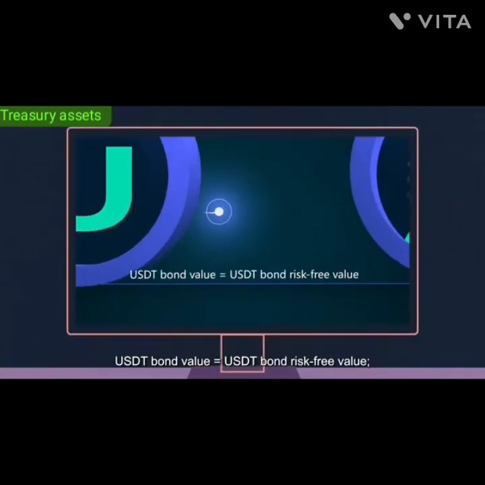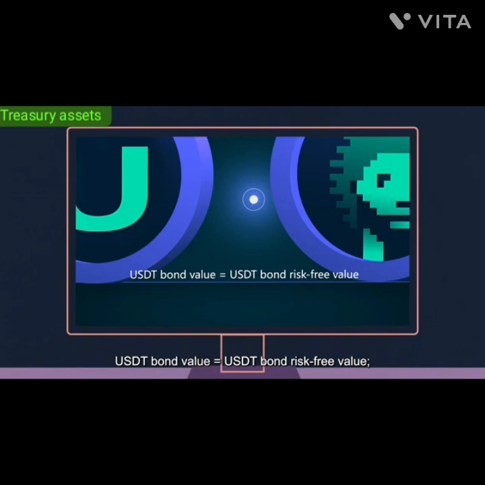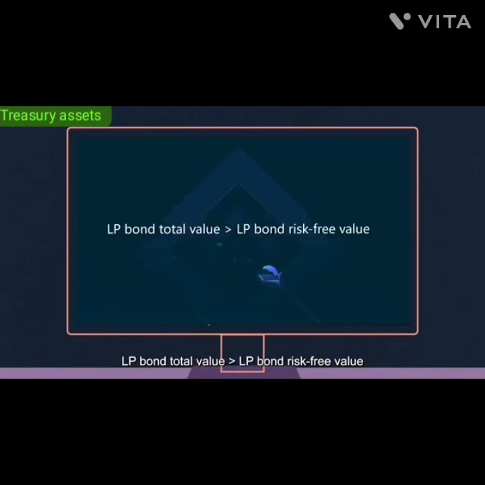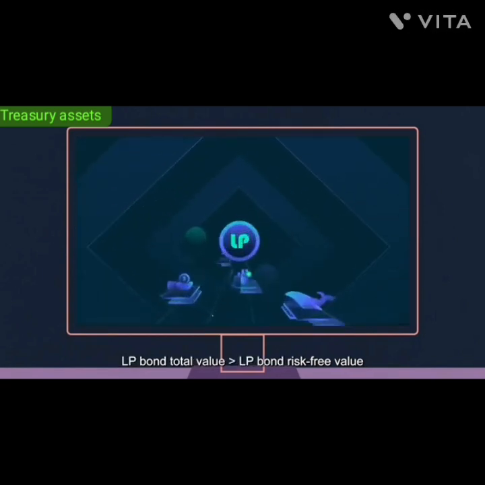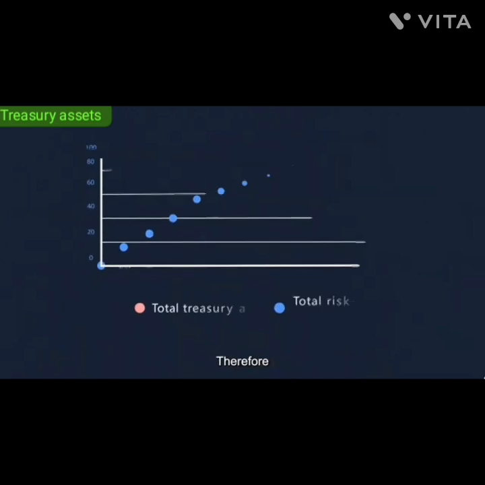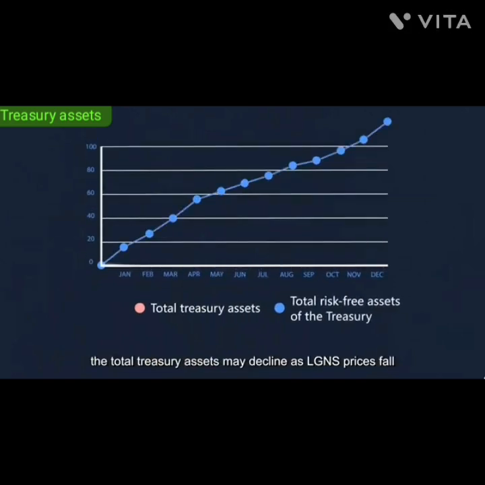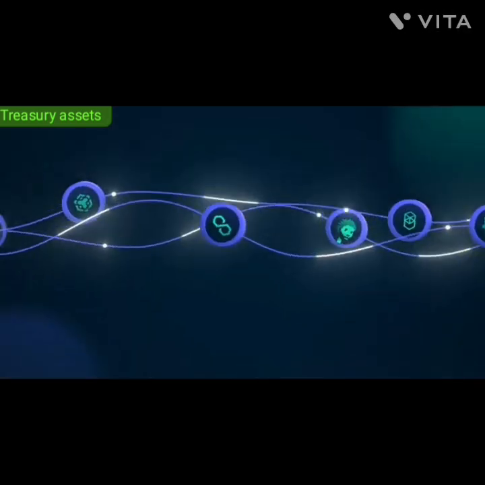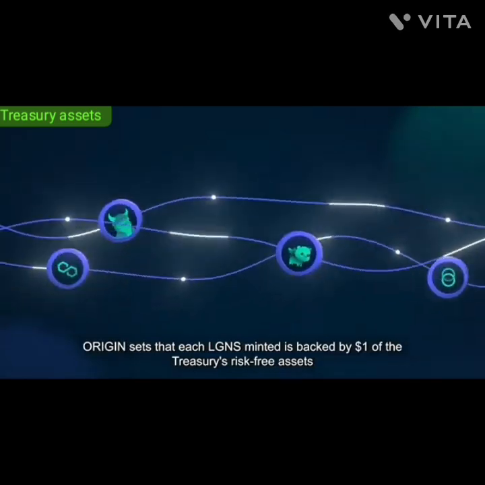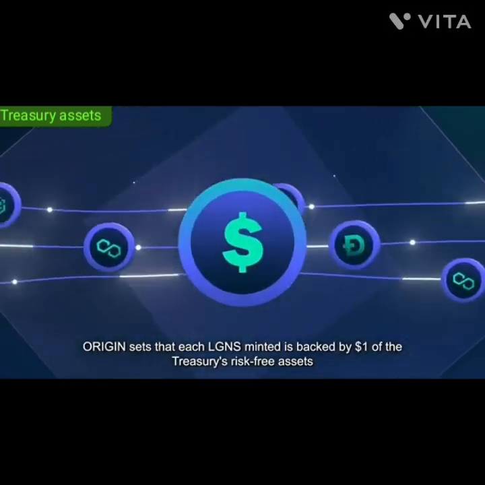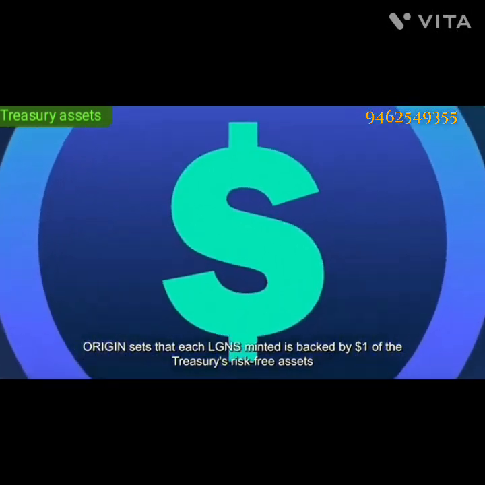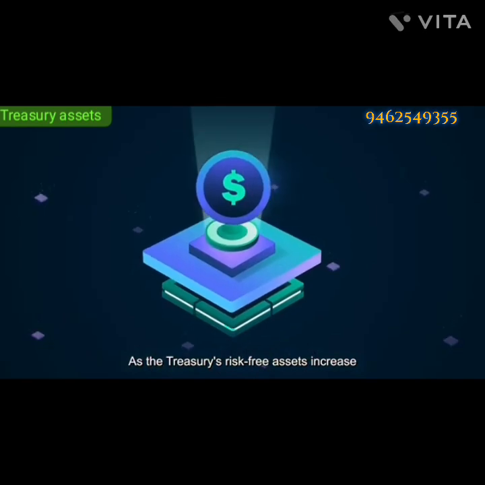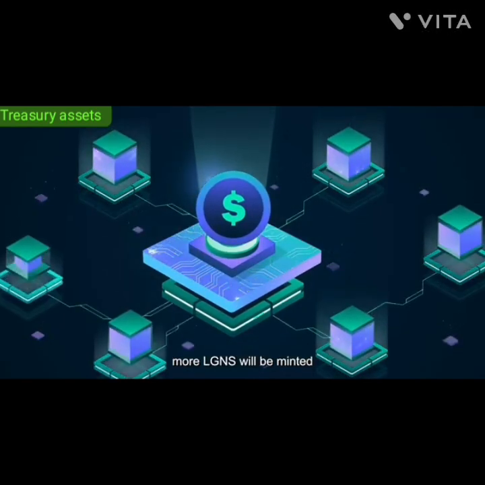Among them, USDT bond value equals USDT bond risk-free value, LP bond value is greater than LP bond risk-free value. Therefore, the total Treasury assets may decline as Lgns prices fall, but the total Treasury risk-free assets show a unilateral upward trend. Origin sets that each Lgns minted is backed by $1 of the Treasury's risk-free assets. As the Treasury's risk-free assets increase, more Lgns will be minted.